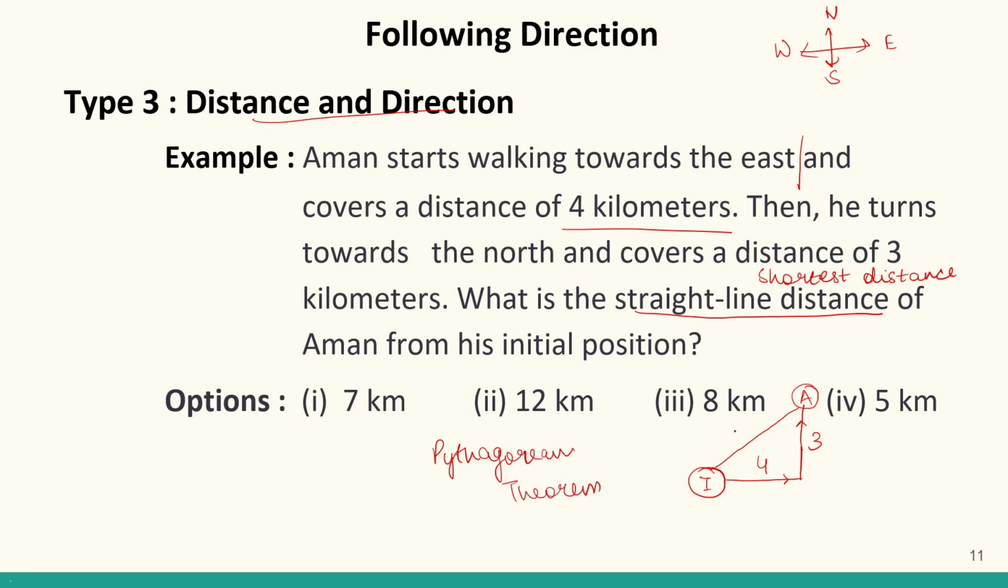So in the Pythagorean theorem, let's say this point is A dash. I told you that AI square will be equal to IA square plus IA dash, A dash square, right? So AI square will be equal to 4 square plus 3 square, that will be 16 plus 9, which will be 25. So AI will be equal to under root of 25, which will be 5 kilometer. Very clearly, answer will be option number 4, 5 kilometer. So again, in distance and direction, you have to find the distance between two objects or two people. And in this question, you had to find the shortest distance.